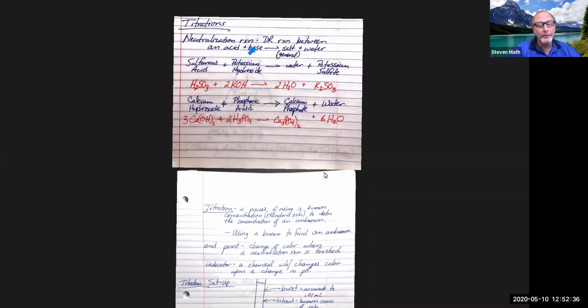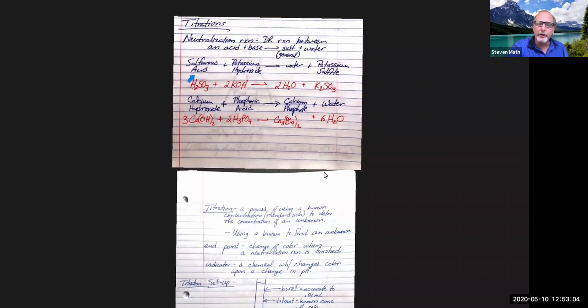Now, we defined 2 videos ago, acids are going to start with H, bases are going to end with OH. And when we run a double replacement, that H and OH are going to go together and form water. And what's going to be left over from the anions and cations that were used is some generic form of a salt. So let's take a look at a couple of examples.